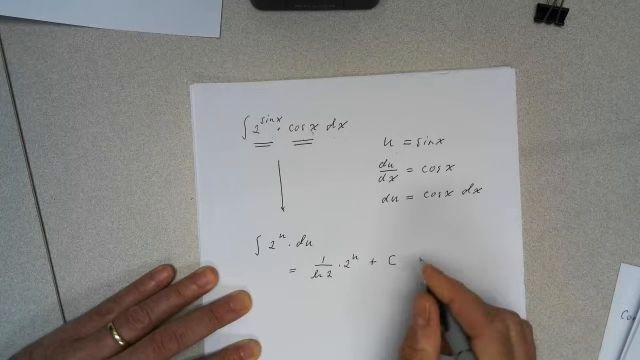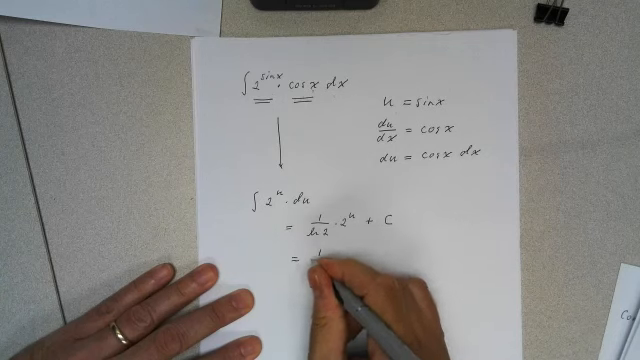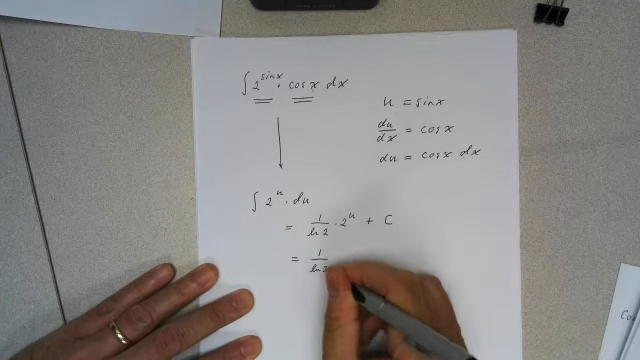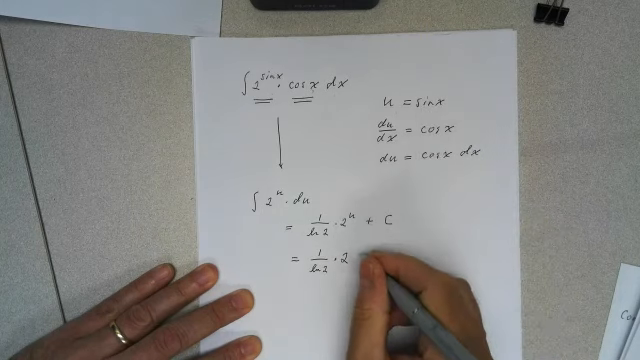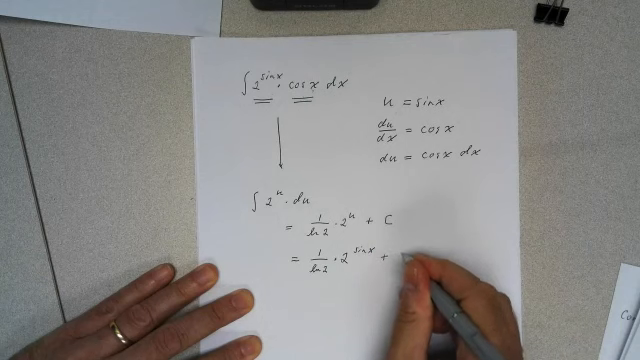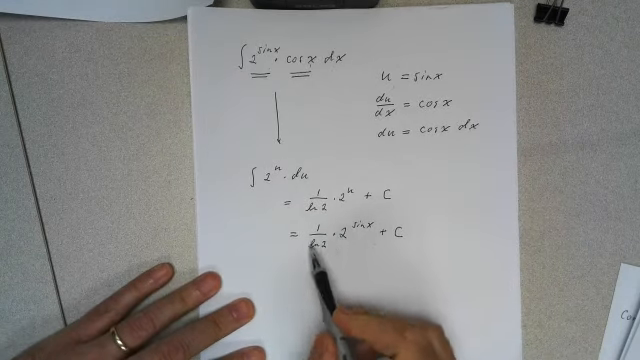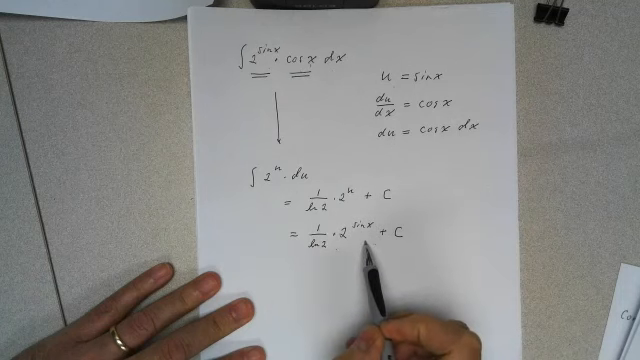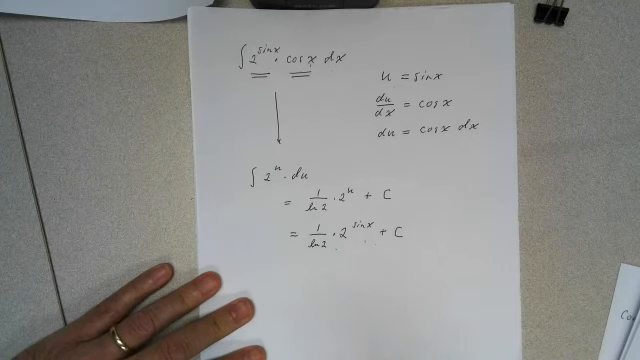And again, we have to back substitute. So this becomes 1 over the natural log of 2 times 2 to the u, where u was sine of x, and then we add our constant. And again, we could check by computing the derivative of this. We'd be required to use the chain rule. The method of u substitution is really just the chain rule in reverse.